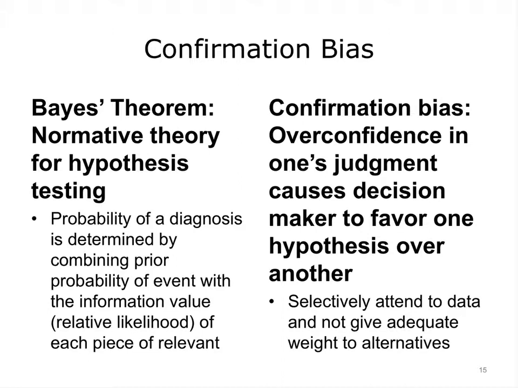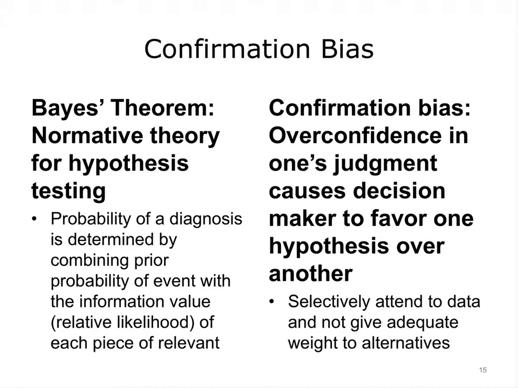Confirmation bias is something that we are all guilty of from time to time. If we have already made up our minds, we are less receptive to the possibility that our decision choice is wrong. We may fail to attend to or ignore the evidence.